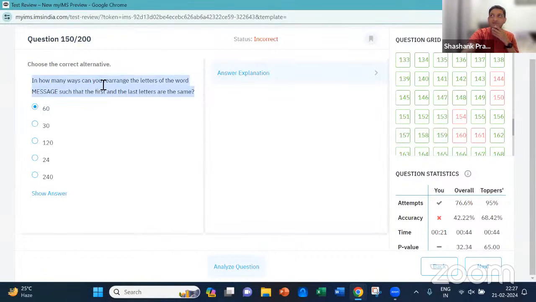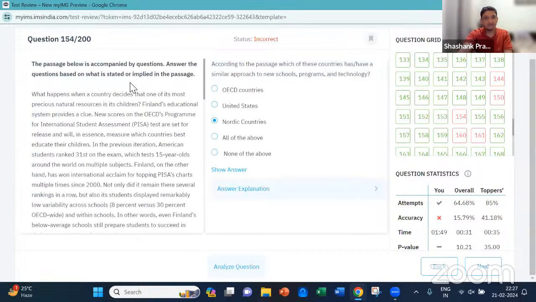5 factorial by 2 था ना? 5 factorial is what? First and last letters are the same. M and E are same. So E S S A G होना चाहिए. तो 5 factorial by 2 factorial. Why is this wrong? Acha, oh, like that. I thought first and last letter same are M and E. So first and last letter are S S. You will get 5 factorial by 2 factorial. First and last letter E E, you will get 5 factorial by 2 factorial. So you are going to get 120 as the answer. Perfect. Okay, I misread it. 154.